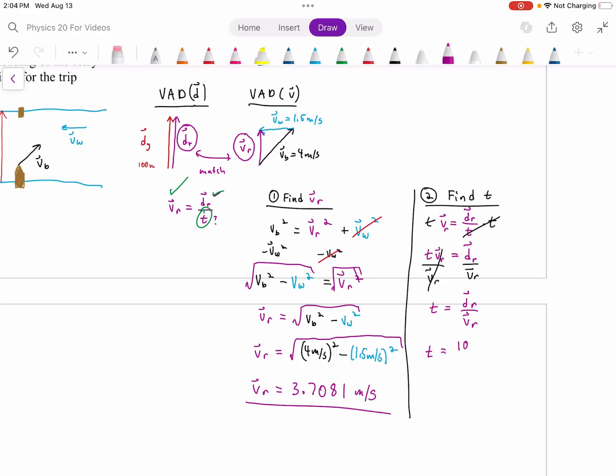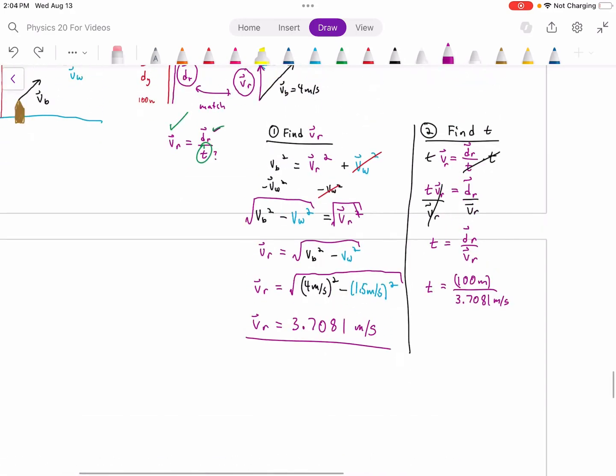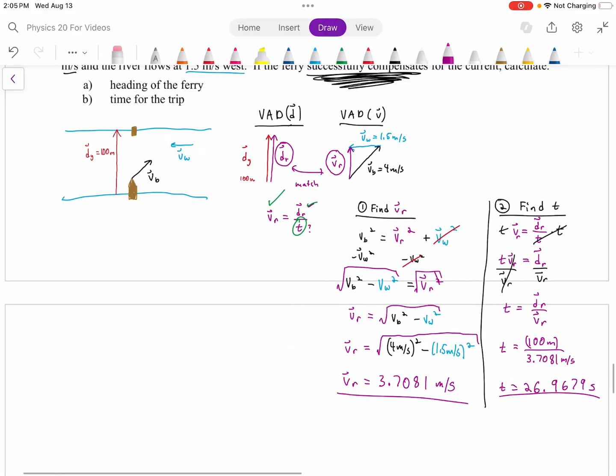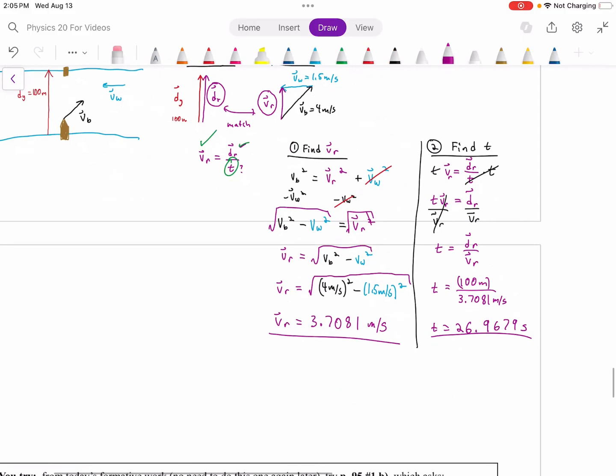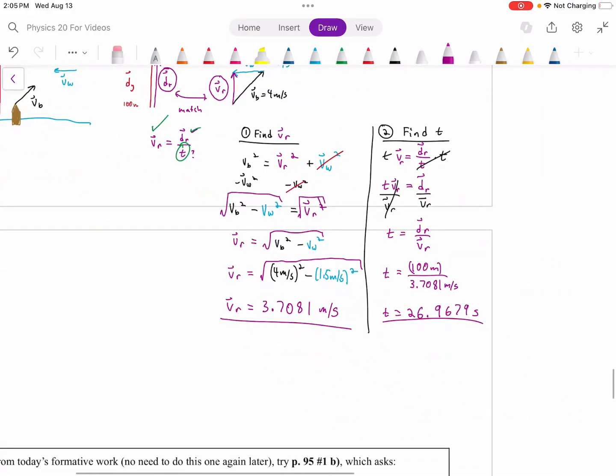So it did go 100 meters to the north, and it was traveling at 3.7081 meters per second to the north. That's its resultant velocity. Dividing 100 by that speed, I got that it should have taken 26.9679 seconds. It was moving across the river at that velocity, and it did have to go 100 meters to get there. So that must have taken, to two significant digits, 27 seconds.